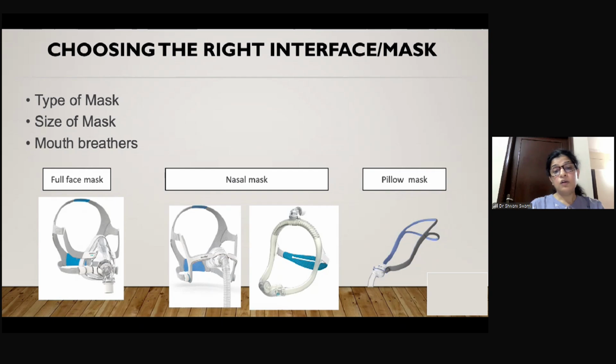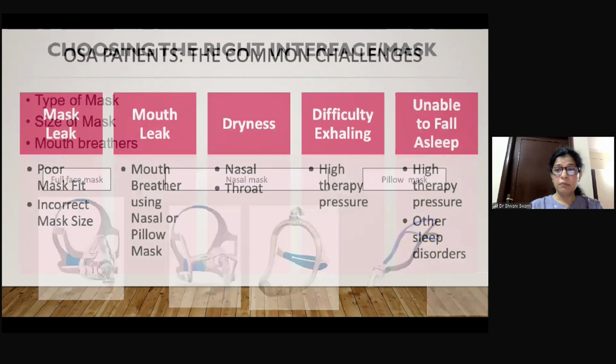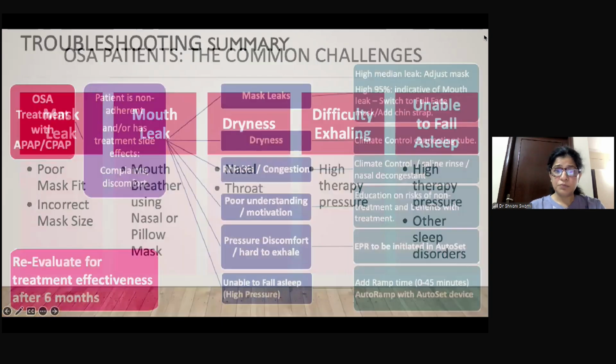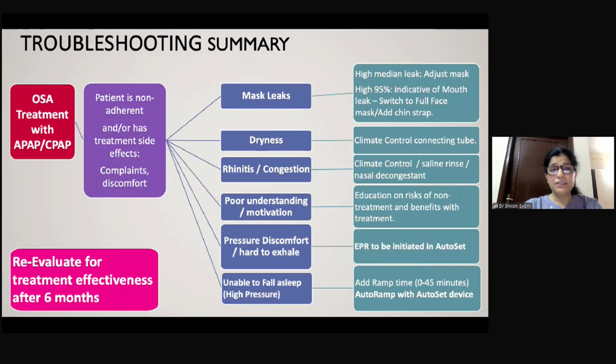So definitely a lot of these features are adding comfort to the patient in terms of interface, because that's an important part of therapy. But even after we've started patients on PAP therapy, there are various challenges that we face invariably, which could be mask leaks, mouth leaks, dryness, difficulty exhaling, and definitely compliance still remains a challenge. So, what do you do when you see these patients with such challenges?